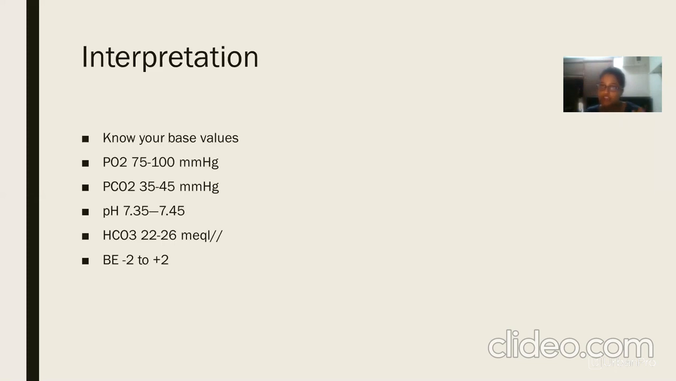Your pH ranges from 7.35 to 7.45. Your bicarb from 22 to 26. And you have this lower value called base excess. What is base excess? Base excess is basically given with bicarb. So if you see an ABG strip, you'll see the bicarb and you'll see the BE written down, which is base excess.